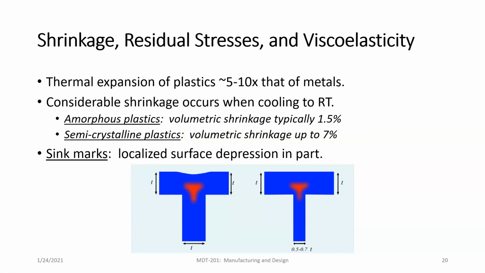We also, like with metals, have shrinkage, residual stresses, and different factors like that. Thermal expansion of plastics is about 5 to 10 times that of metals. So they cool slower. In this graphic taken from an animation, we can see the hot center of the plastic right here, where the rest of it is cool.